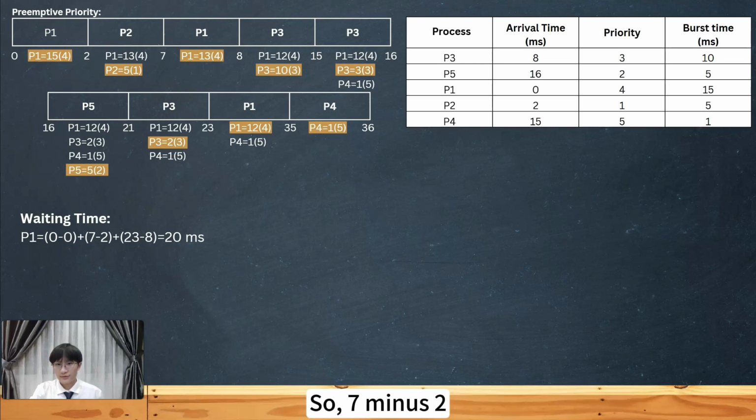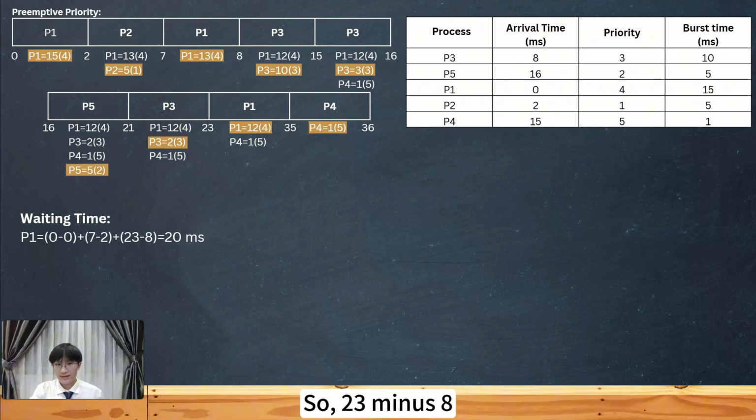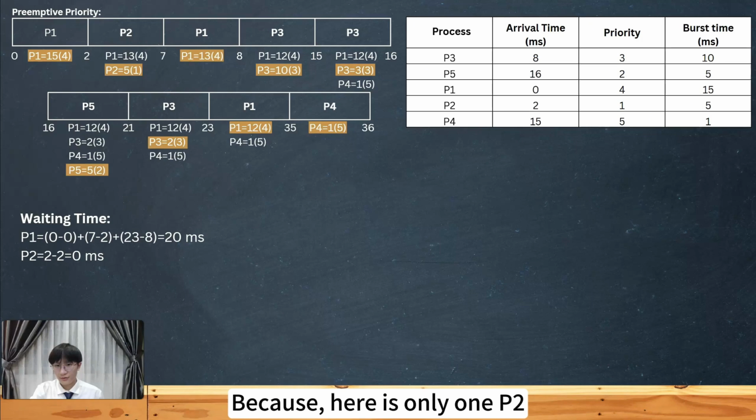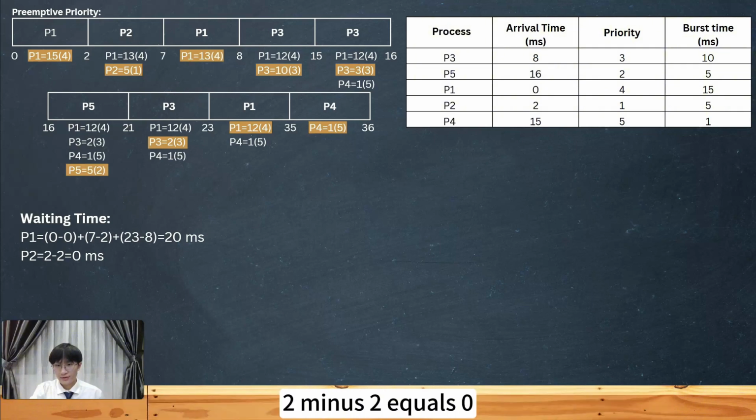So 7 minus 2. And then same, I use the third P1 response time to minus the second P1 stop time. So 33 minus 8, so I can get 20. And then P2, because here is only one P2, so I can directly use the response time minus arrival time. 2 minus 2 equals 0.